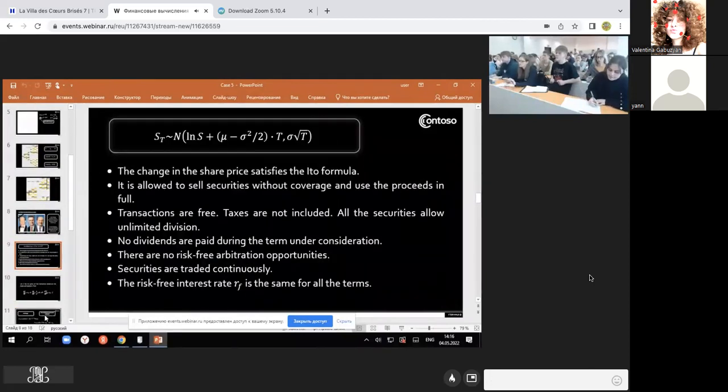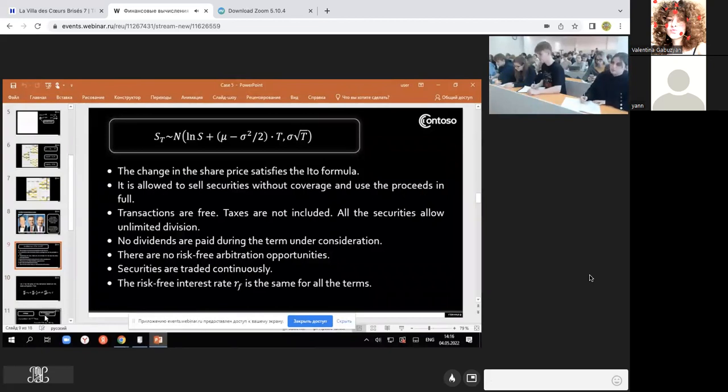First of all, we will have some assumptions to implement the formula. You can see these assumptions on the slide. First of all, we will consider that the share price satisfies the Ito formula. Do you remember a bit about implementing the Ito formula? Because we have some restrictions to use it. Yes? So it means all of them will be fulfilled in this case also.